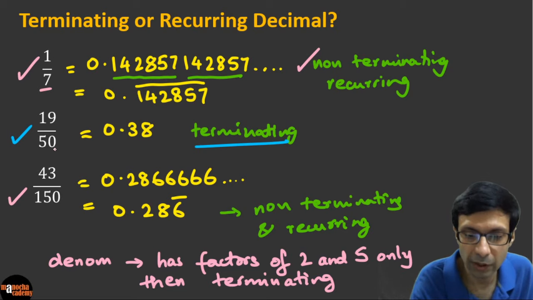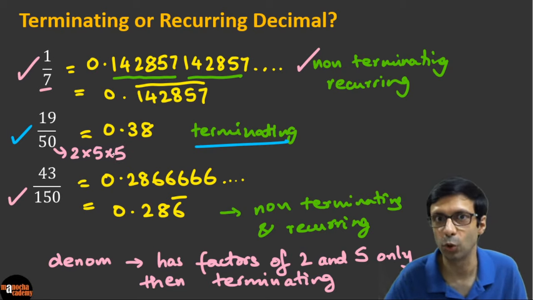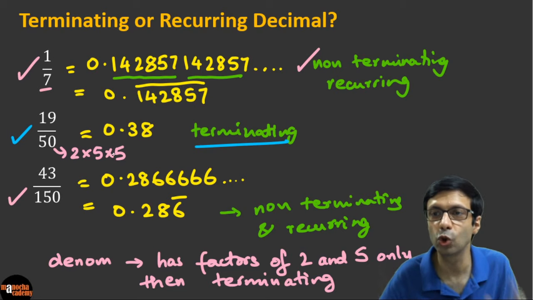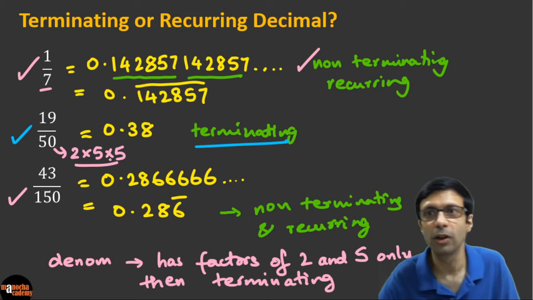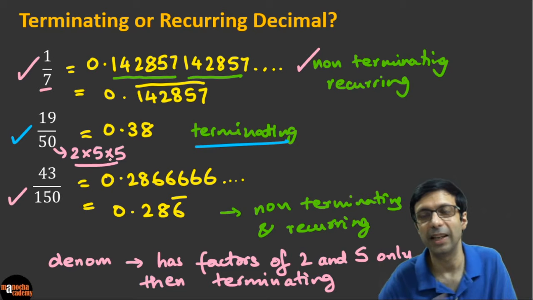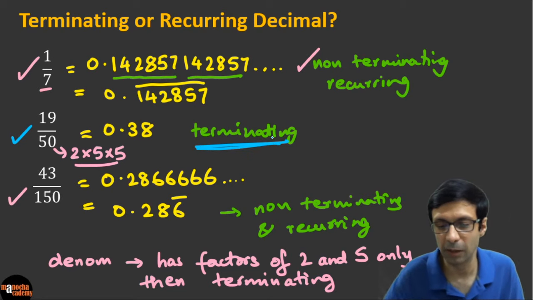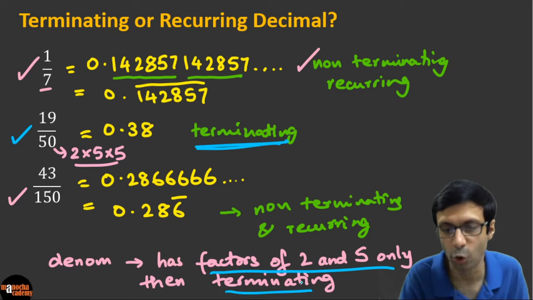Now, if you look at 50, we can break it down as 2 into 5 into 5, right? So 25 into 2 is 50. So we've broken down, and can you see that 50 has factors of 2 and 5 only? Can you see that, guys? So therefore, it's basically a terminating decimal number as we marked here. We marked it as a terminating decimal number because it has factors of 2 and 5 only.